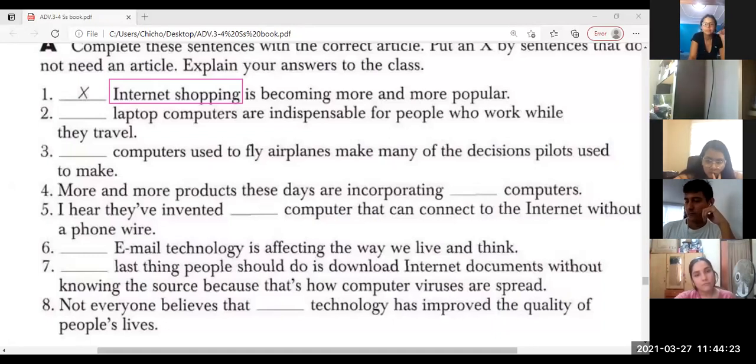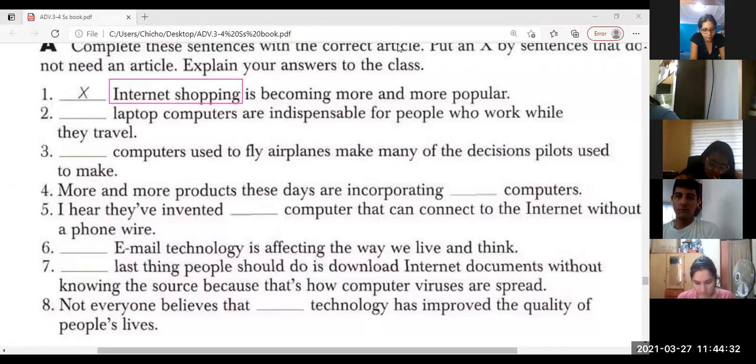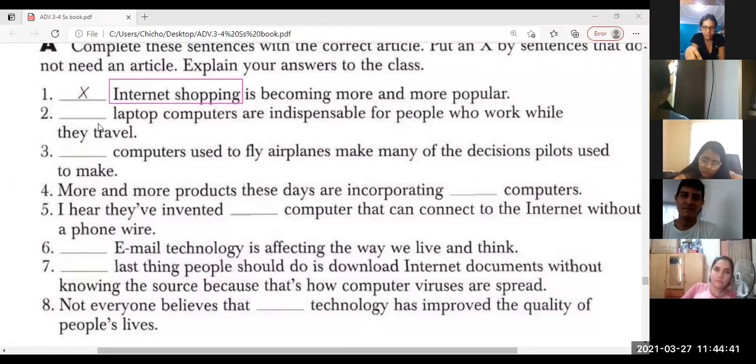Maria Jose, can you read sentence number 2? Okay. In a laptop, computers are indispensable for people who work while they travel. I think that you can put an article because it's in plural. So you don't use an article here? Yes. Okay, thank you. It's because it's in plural? Or it's like in general. Yes, a general statement, right? Yeah. Okay, don't forget that it's not because it's plural. It's because it is a general statement, okay?